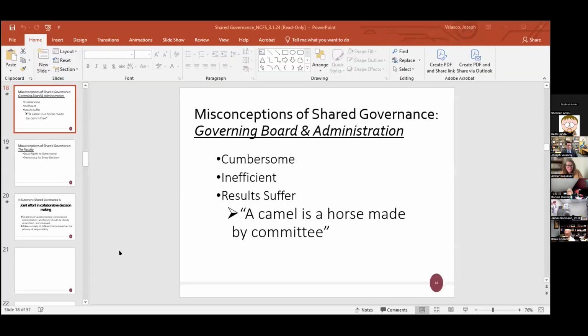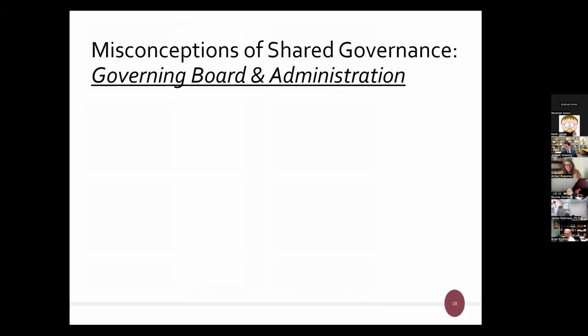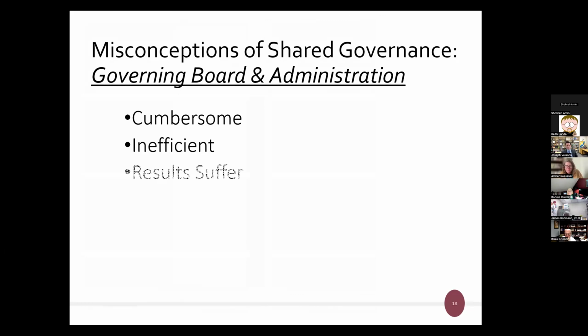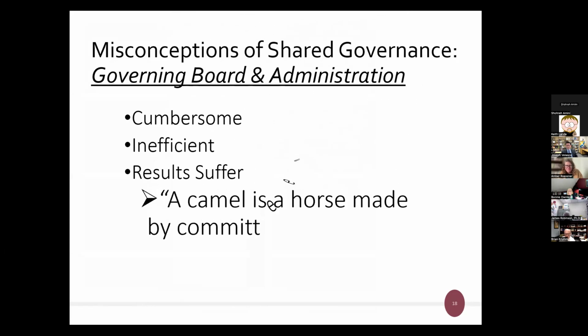So that's a frustration. The attitudes that I was talking about earlier, that represent some of the biggest barriers, are these misconceptions that working with faculty and some administrators, that buy-in is cumbersome, and that results suffer. Yeah, this idea that a camel is a horse made by a committee is a fun and funny anecdote, but it hurts when it leaves faculty outside of conversations.